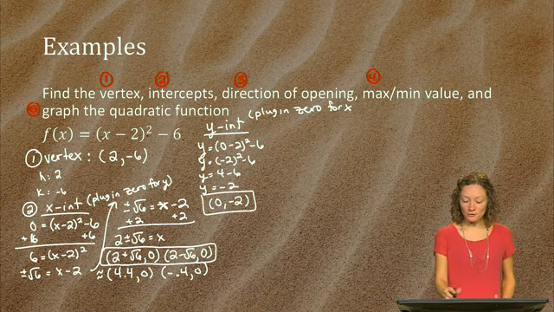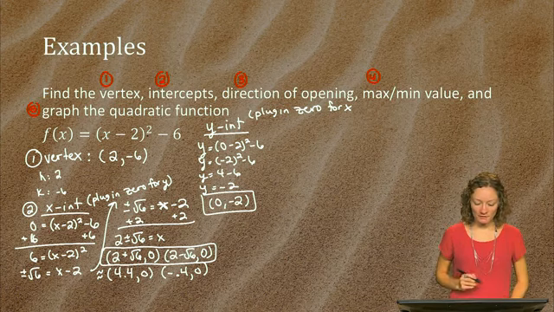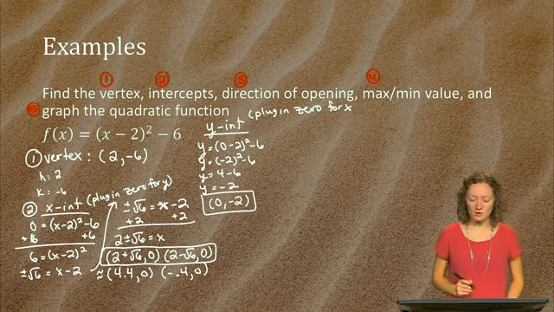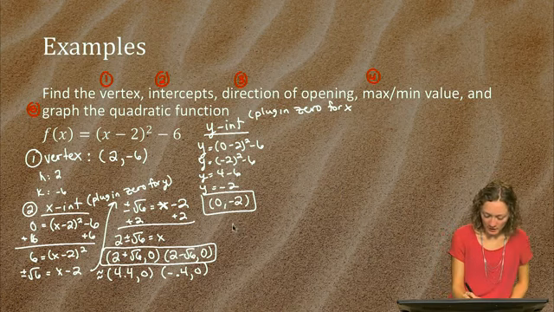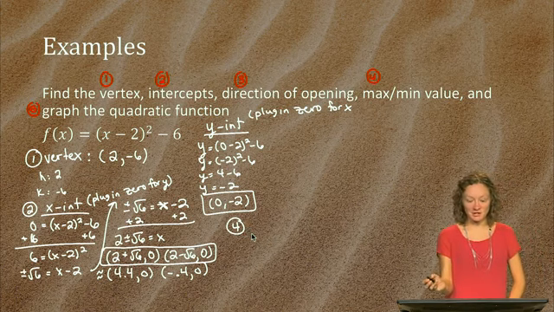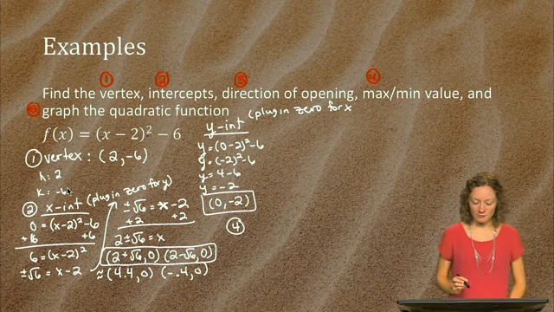Okay, we're looking also for direction of opening, max-min value, and graphing the quadratic function. Let's do direction of opening after we have the picture. It'll probably give you a good idea once we draw the picture. Max-min value, let's go there next, can be assessed a couple different ways from the picture, or it can be assessed from the vertex. You can kind of figure that out from the vertex.